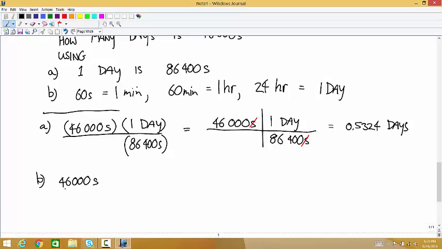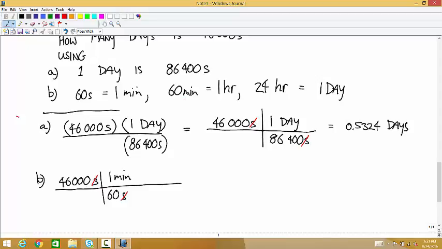So we'll start with 46,000 seconds. We'll use this first relationship to convert from seconds to minutes. So we're either going to have 60 seconds over 1 minute or 1 minute over 60 seconds. Where do we want the seconds to be? Top or bottom? Bottom. So we have 60 seconds, 1 minute. And I'll cancel those right now. You can see that if we multiplied this out, now we'd be in minutes.